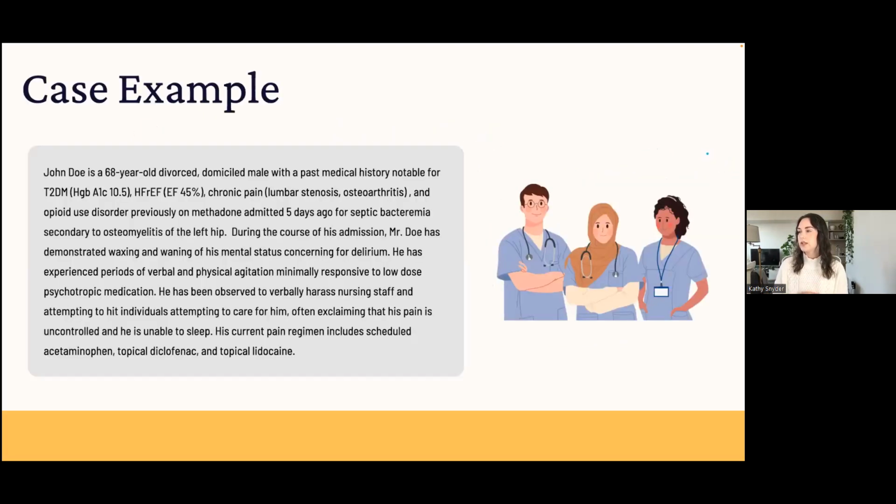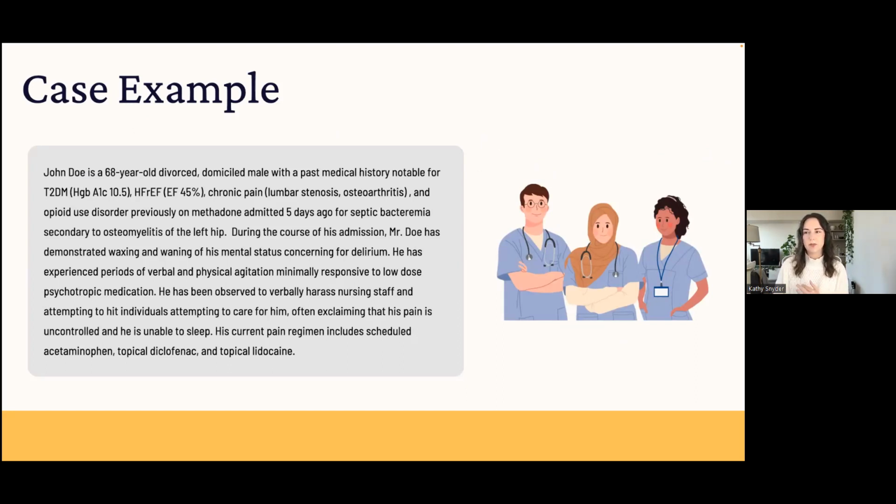So here's our case example, and I want to start by saying that this is a resident team. We have a senior resident, an intern, and some medical students who are going to see Mr. John Doe. He is a 68-year-old divorced, housed male. He has a past medical history that's pretty complicated, but not unfamiliar to you all.